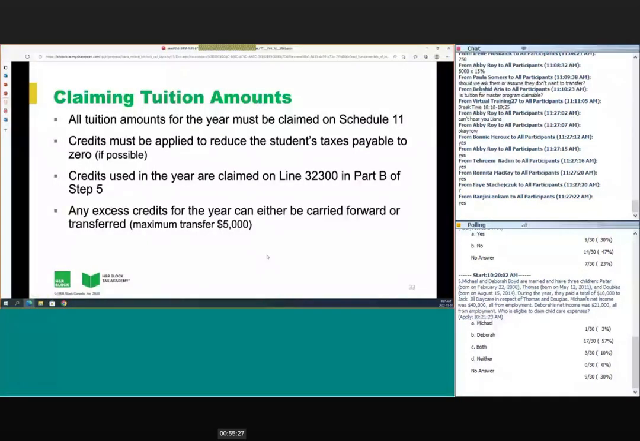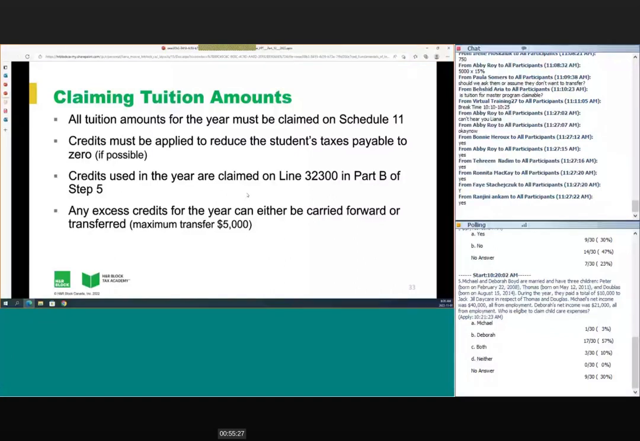Back. Okay, so how do we claim tuition amounts? Well, tuition amounts are claimed on the Schedule 11. I just briefly showed you where we enter them. And credits must be applied to reduce the student's taxes payable to zero. So basically, on the form, we need to report what their net income is, and then what non-refundable credits come from the tuition. And so we're trying to determine, does the student need to claim any of the tuition at all? So that is calculated on the form also.